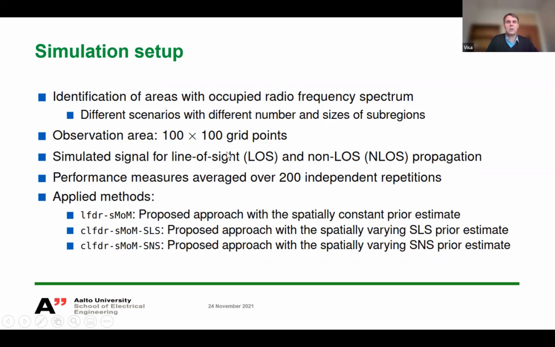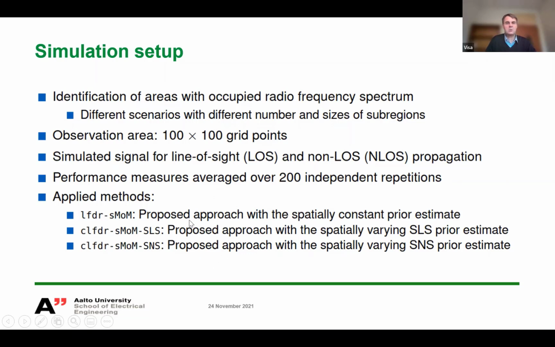propagation. So line of sight would be either the direct path from the transmitters to the receivers, or from a Bayesian type of propagation model. And the non-line of sight model would basically obey a Rayleigh fading model. And then we average all these results over 200 independent realizations.